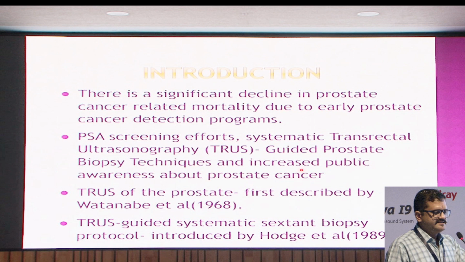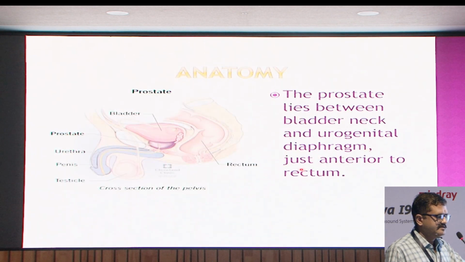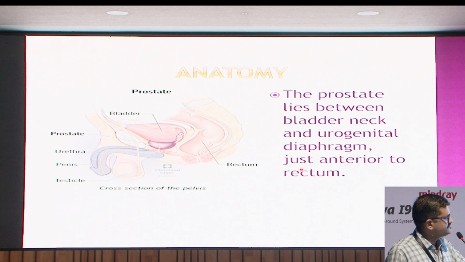The prostate lies anterior to the rectum, below the bladder, and the apex of the prostate lies on the urogenital diaphragm. Here we can see the bladder, the base of the prostate, and the apex of the prostate lying on the urogenital diaphragm. This tortuous structure is a seminal vesicle.